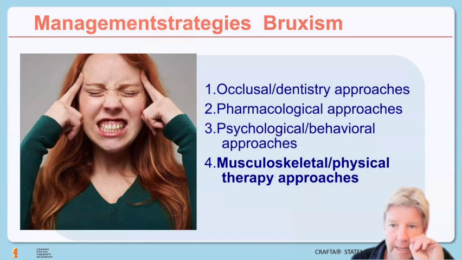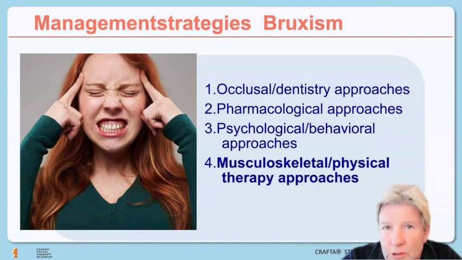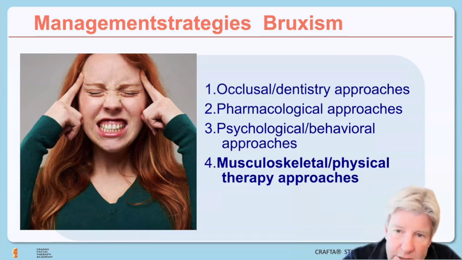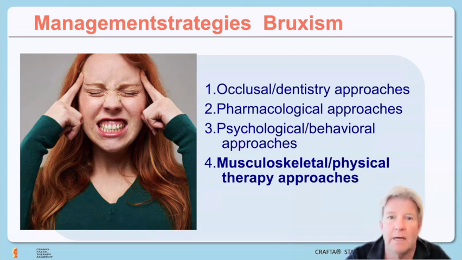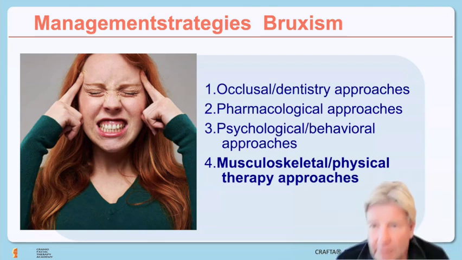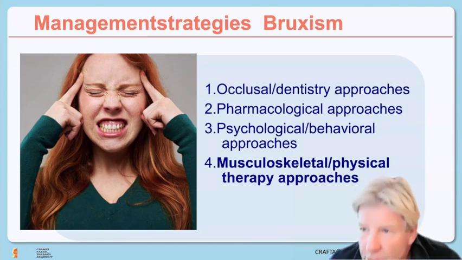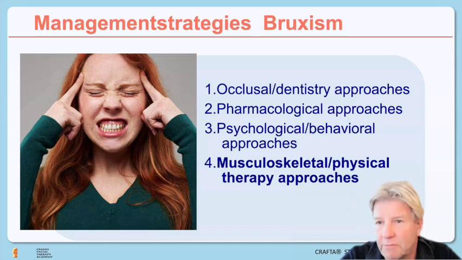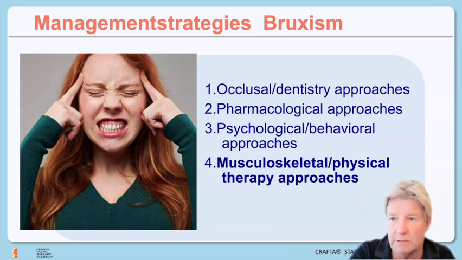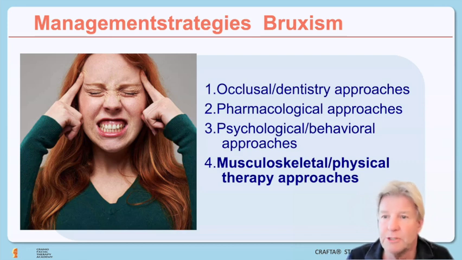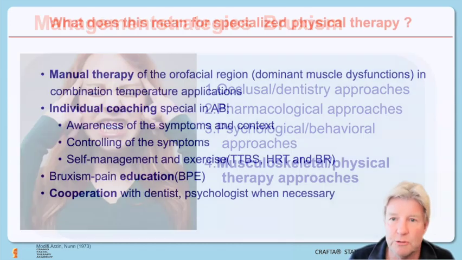So in this case, we can use four management strategies. At this moment, the advice from the DGFDT, the German group, but also from the InForMed group, is that if necessary, the dentist can look at the occlusion, but the correlation with occlusion is minor. You can use pharmacological approaches, but this is very extreme, of course, because it takes a long time and there are also extreme problems. Psychological behavior approaches or musculoskeletal physical therapy approaches can also be useful for this group.